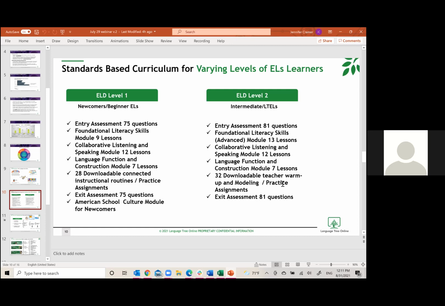One nuance that's a little different in level 2 is we have our downloadables that, again, teachers in this case use as warm-up and modeling with their students. And then we also have practice assignments built right into the program where the students are typing into the program and submitting for their teacher's review.